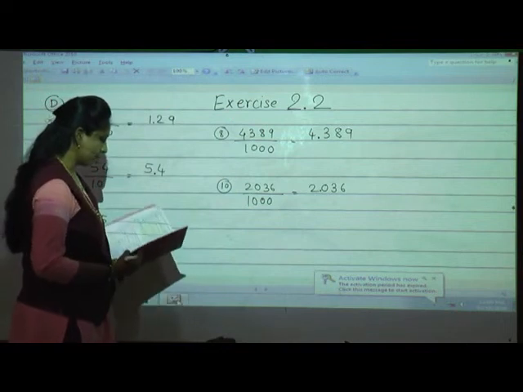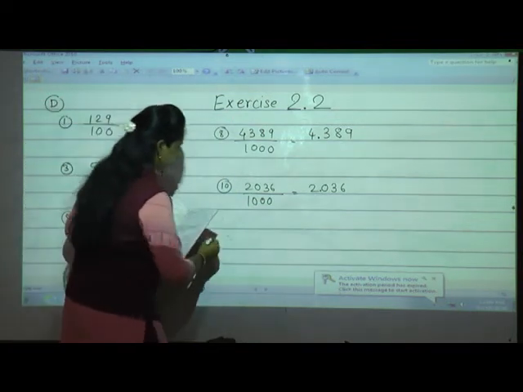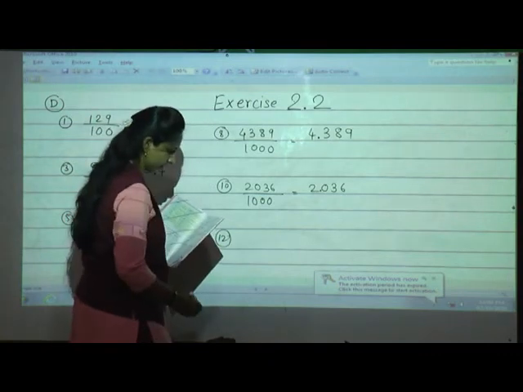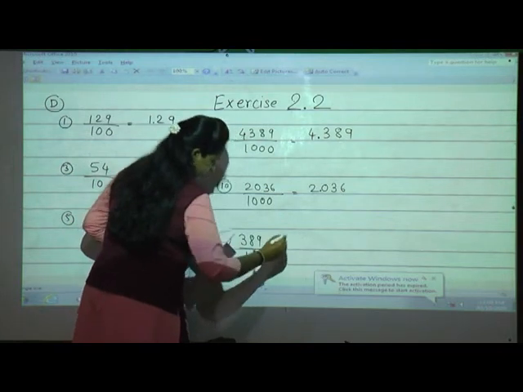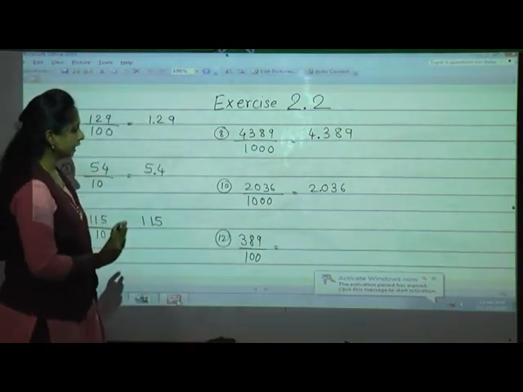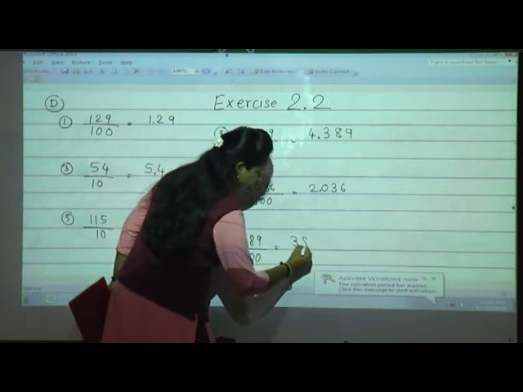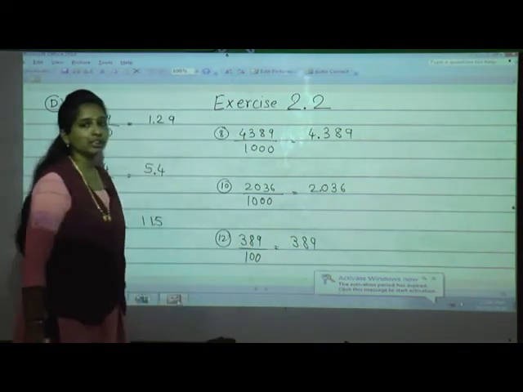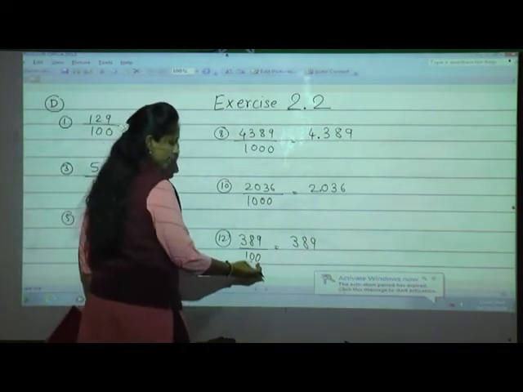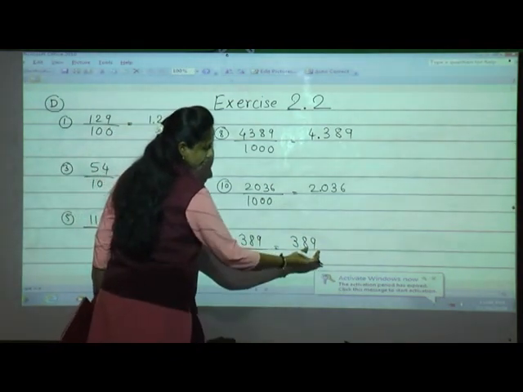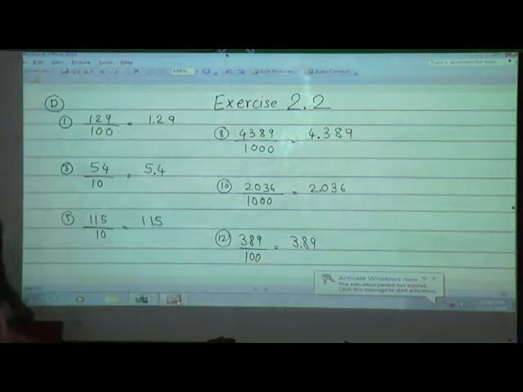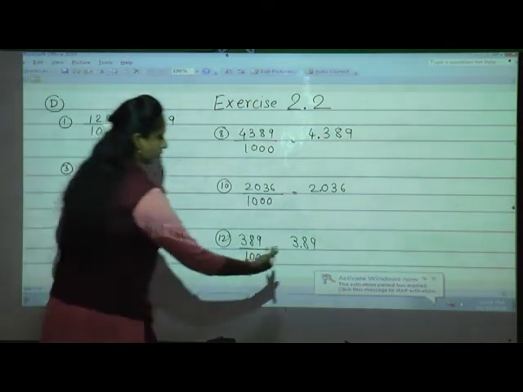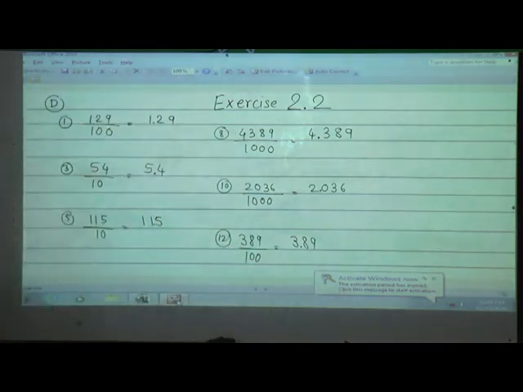The last one more example I'll take. 12th one. See the 12th one. 389 upon 100. Now see, numerator write as it is. Then see the denominator. Denominator is hundreds. 1 is followed by 2 zeros. Then place the decimal point after 2 digits. Clear? From where? From left side always. Okay? Clear till here? Yes, very good.